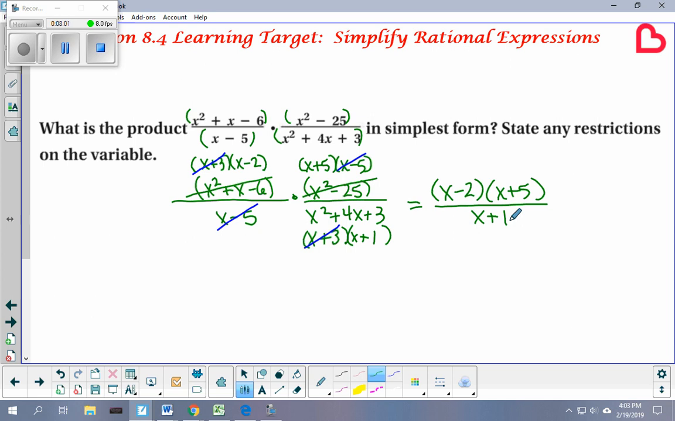Now in this particular problem, because they're asking us what is the product, that means multiply everything together. So once you've canceled out the common factors, then go ahead and FOIL the numerator. So it would be x squared, plus 5x minus 2x would be 3x minus 10 over x plus 1. So that's your final answer there. And again, we do need to look at our restrictions. So we go back to looking at each of these factors here in the denominator. So x cannot equal 5 or negative 3 or negative 1.